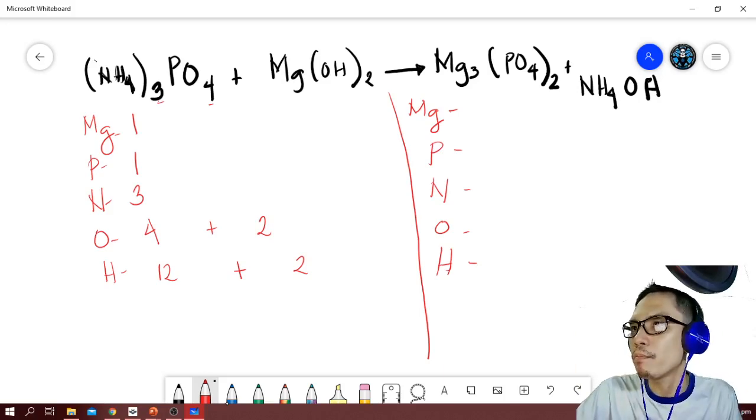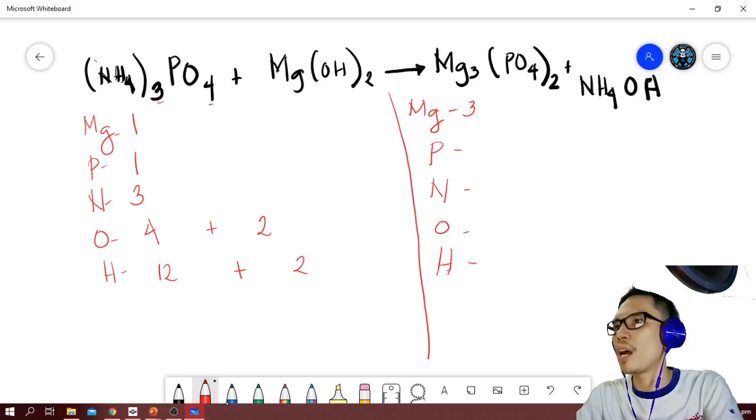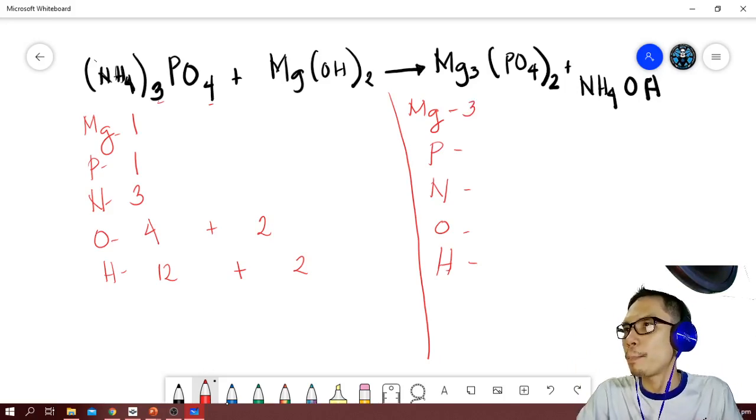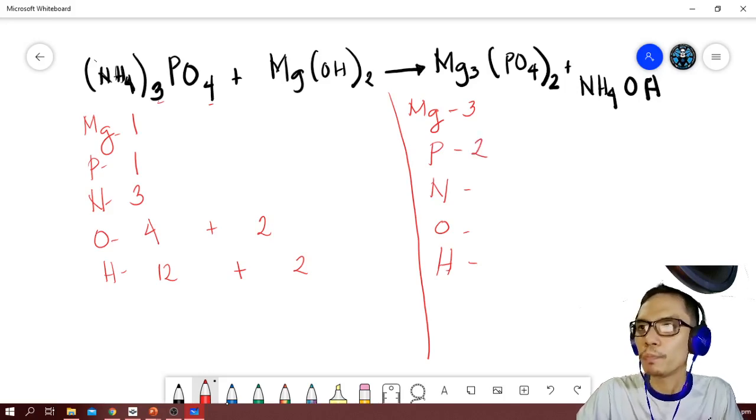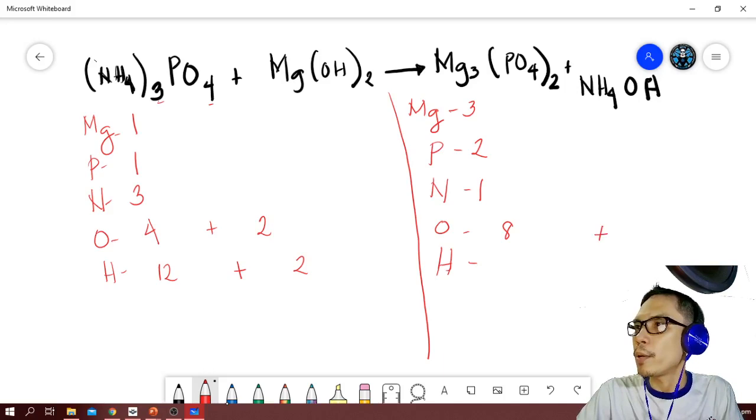How many Mg? We have 3. Next we have the phosphorus: P, 1 here times 2. Then we have N, just 1 over there. And oxygen, 4 times 2, that is 8 on this side, plus just 1 over here. Okay, how about the hydrogen?